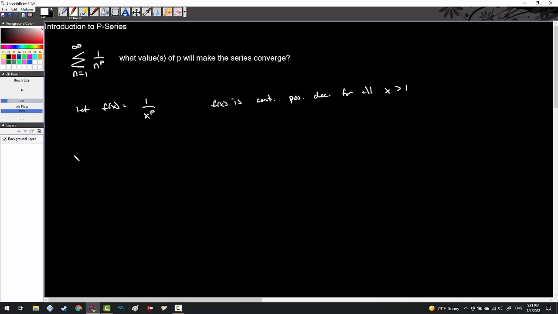And so now from here, let's do the limit as n goes to infinity of the integral from 1 to n of, I'll call it x to the negative p dx. And what that's going to get me is the limit as n goes to infinity of x to the negative p plus 1 over negative p plus 1 on the interval from 1 to n.